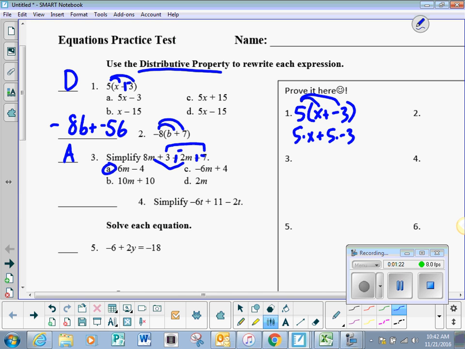This one, believe it or not, people missed. Negative 6t plus a negative 2t is negative 8t. So that simplifies to negative 8t plus 11.